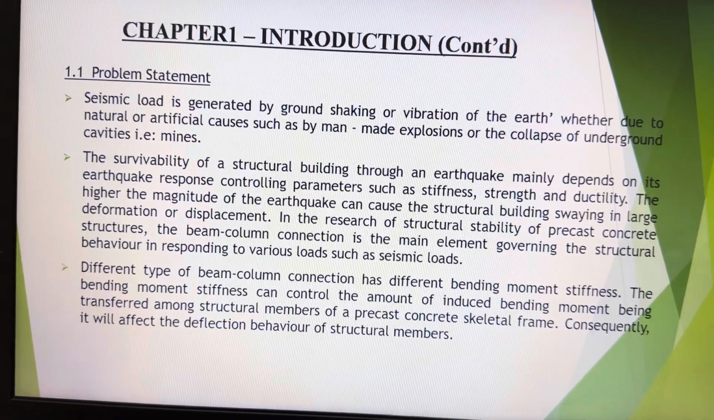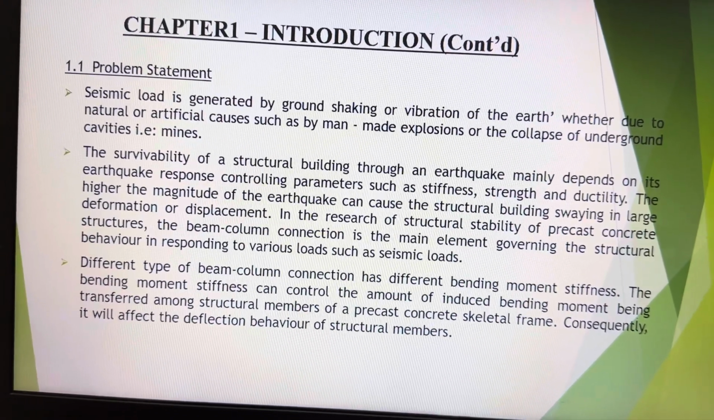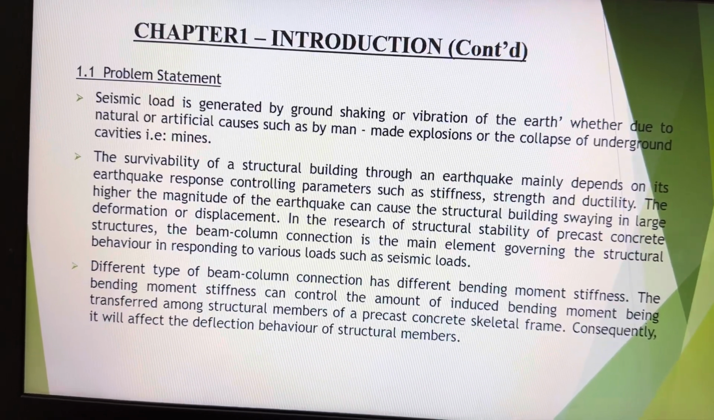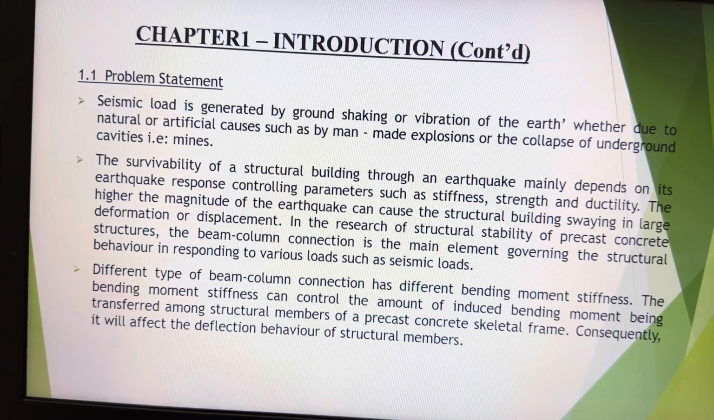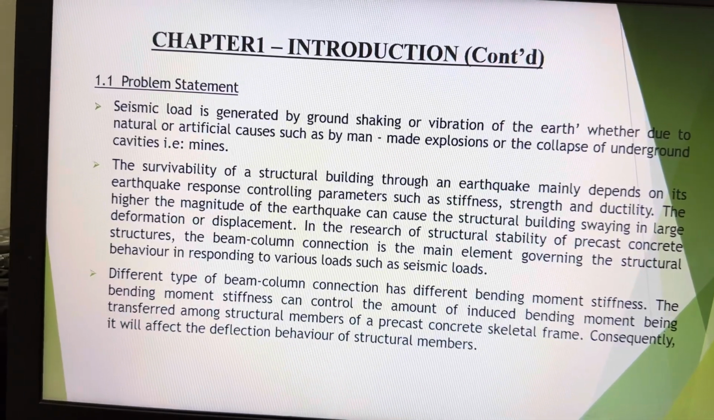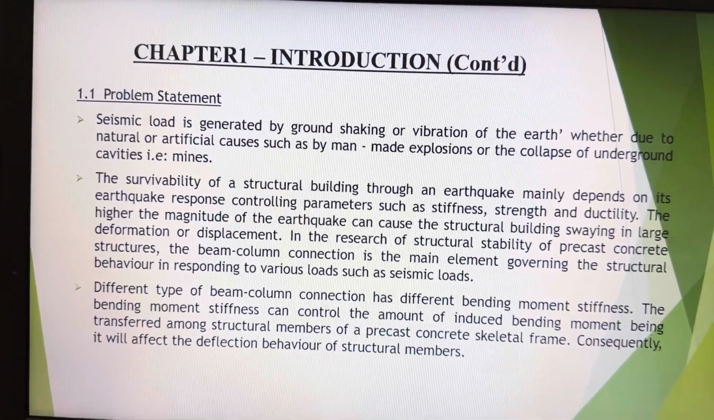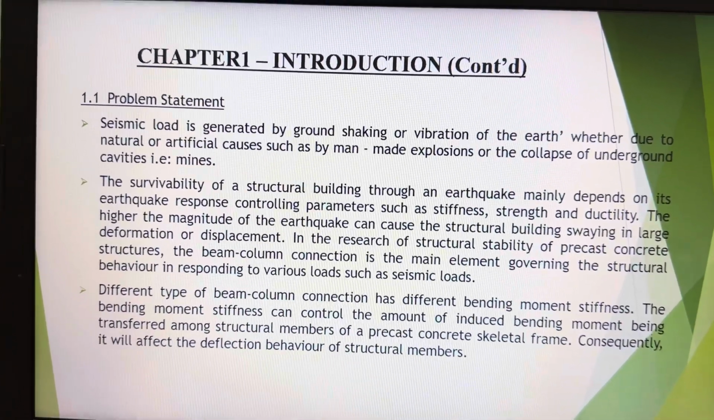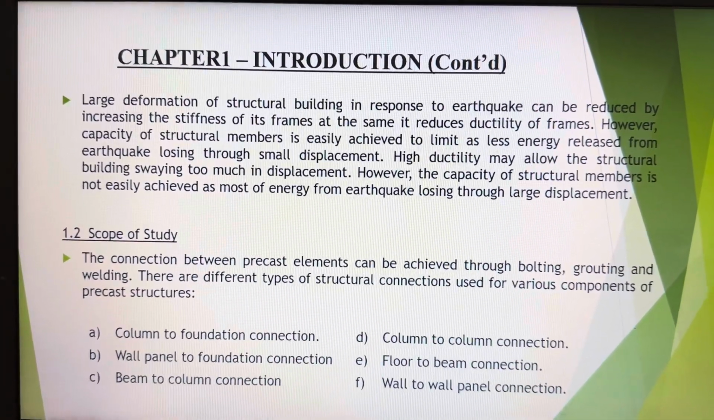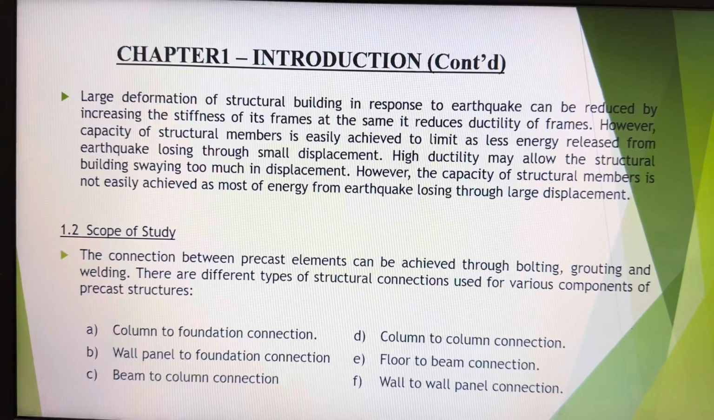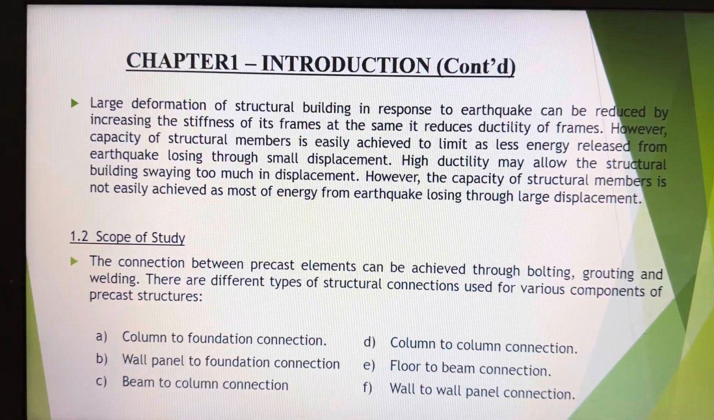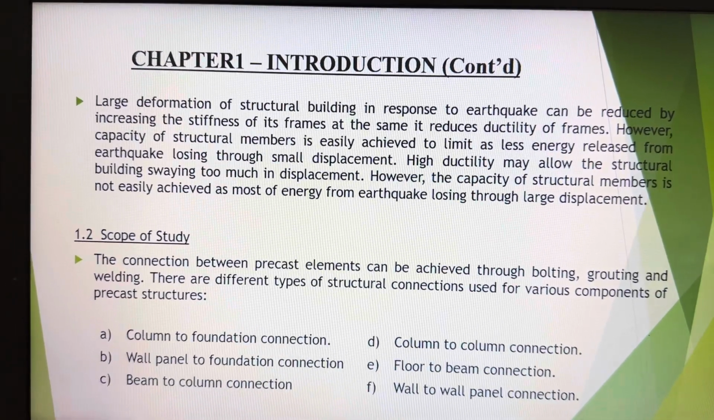Different types of beam column connection have different bending moment stiffness. The bending moment stiffness can control the amount of induced bending moment being transferred among structural members of a precast concrete skeletal frame. Consequently, it will affect the deflection behavior of structural members. Large deformation of a structural building in response to earthquake can be reduced by increasing the stiffness of its frames. At the same time, it reduces ductility of frames.